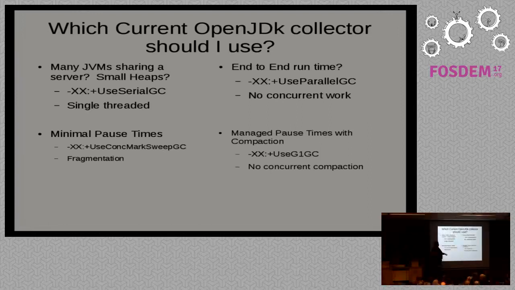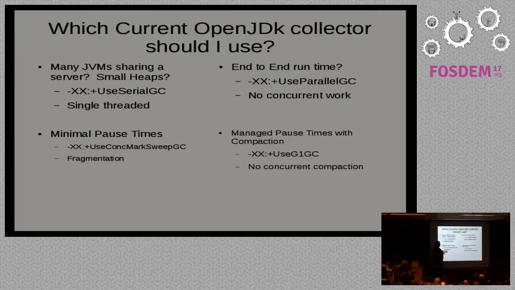If I was running something like a weather simulator and I needed the results fast, and throughput was what it was all about, I would want to use parallel GC. If I wanted to minimize pause times with the current OpenJDK garbage collectors, CMS does a young generation collection while the world is stopped, but it never does old generation work while the world is stopped. So that can give you minimal pause times, but it has some problems. Because it's a mark and sweep old generation, you can get fragmentation, and your performance can degrade over time.